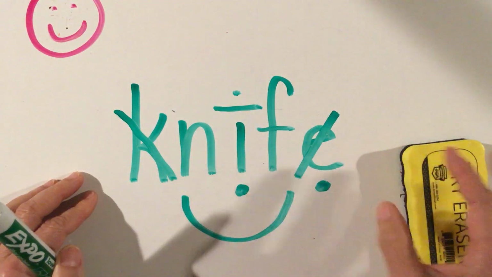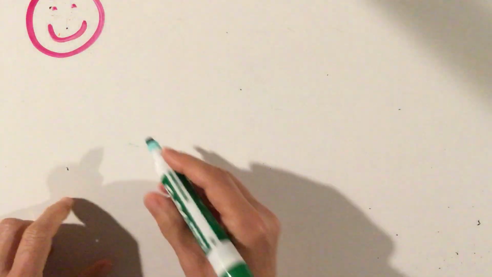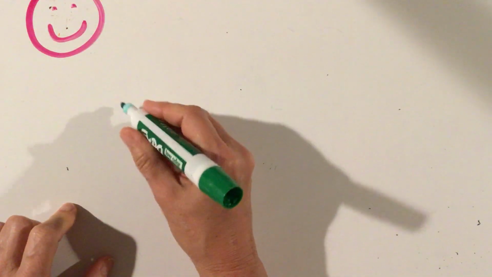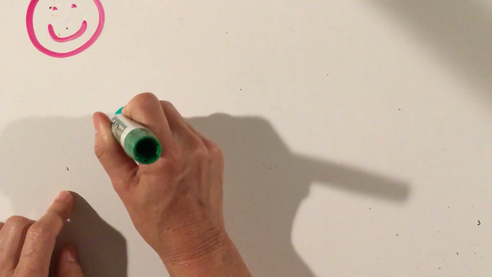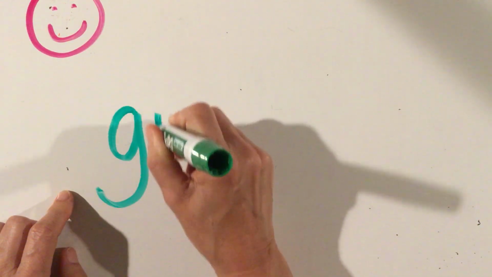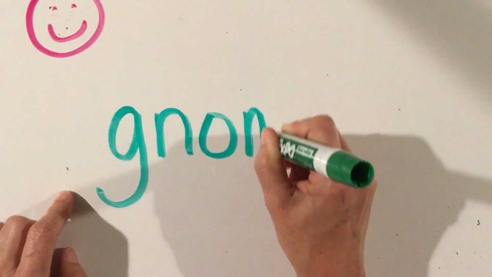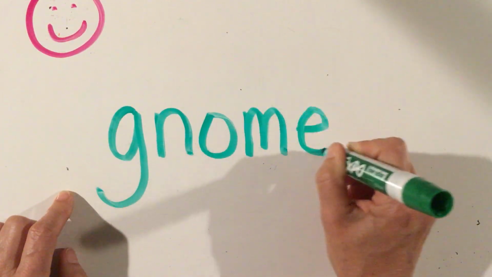There's a lot going on in that word. Let's erase, erase, erase, erase, and get ready to write another one. Practice a different syllable type. Actually, we're going to practice the same syllable type. So go ahead and write a G, N, O, M, E.